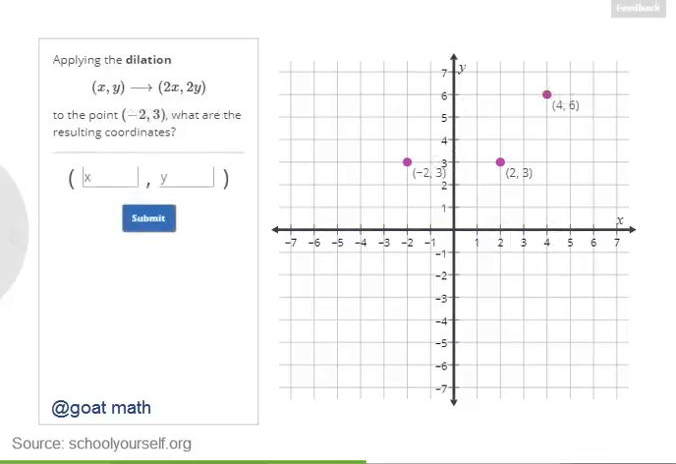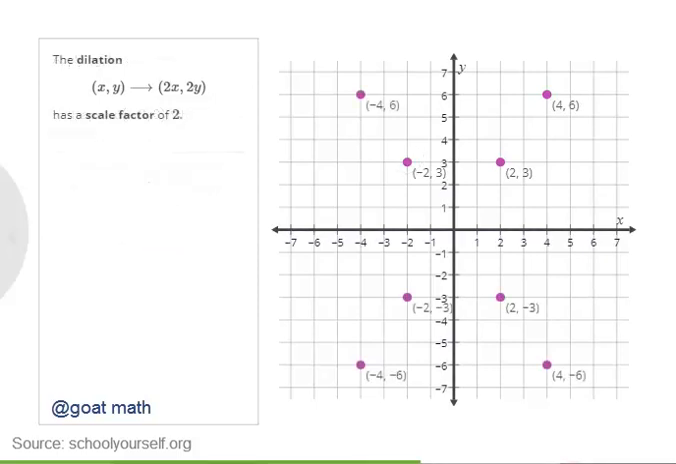Now if you apply this same dilation, multiplying the x and y coordinates by 2, to the point -2, 3, what are the resulting coordinates? Right, so -2, 3 becomes -4, 6. Now suppose we had a rectangle defined by these 4 points. After this dilation, doubling all the x-coordinates and all the y-coordinates, sure enough, we wind up with this larger rectangle. So now you can see how this coordinate transformation is actually a dilation, and the scale factor is 2. The larger rectangle is twice as long in each direction as the smaller rectangle.